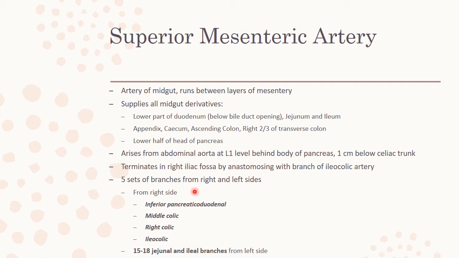The major branches that arise from the right side of the superior mesenteric artery are the inferior pancreaticoduodenal artery, the middle colic artery, the right colic artery, the ileocolic artery, and then we have the jejunal and the ileal branches which arise from the left side of the superior mesenteric artery.